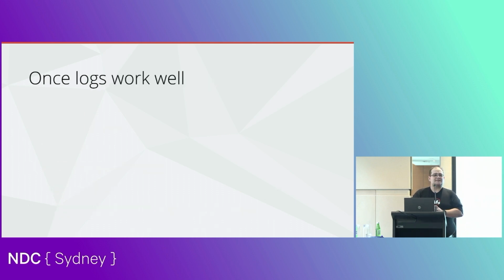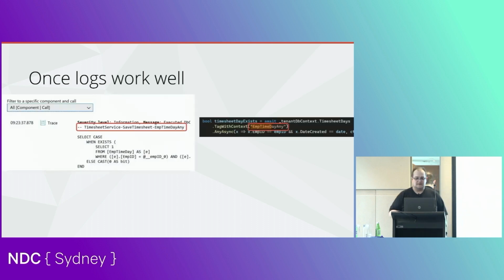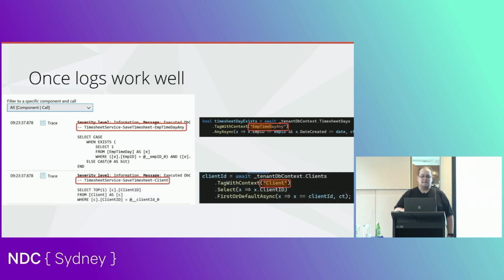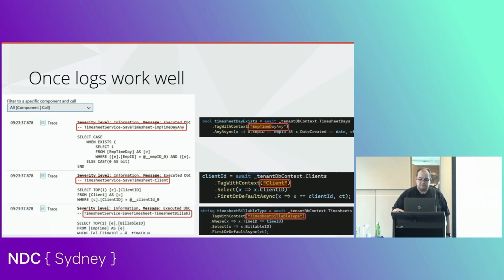So what happens once you manage to do all of that? What is the impact? Well, I can go to Application Insights and go to an HTTP request, and I can see we have this SQL over here, and it tries to get EMP any. We roughly know what's going on here. And then over here, it seems like we're fetching a client. Yeah, we're fetching a client. That's cool. And over here, we're getting a billable type.